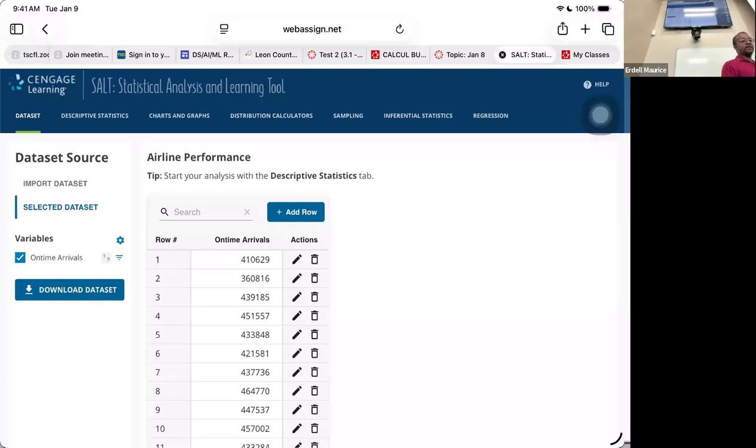But the key thing right here is that this will do most of the calculations for you. I will allow you to use it during the test, so you can save the web page and just click on it to pull it up. Also, several of your homework questions will use SALT. There'll be an orange button. You just click on the orange button, and then it will load SALT for you. All right? Questions there?